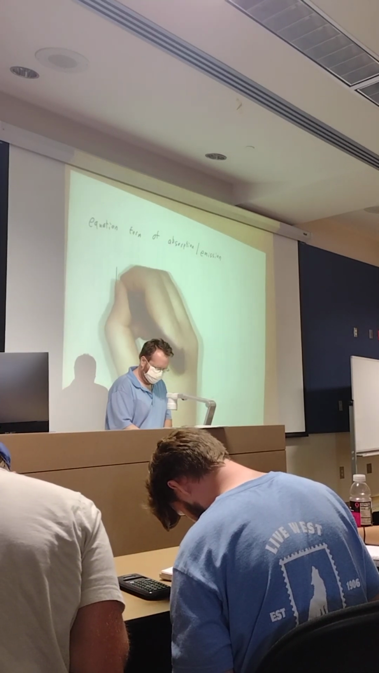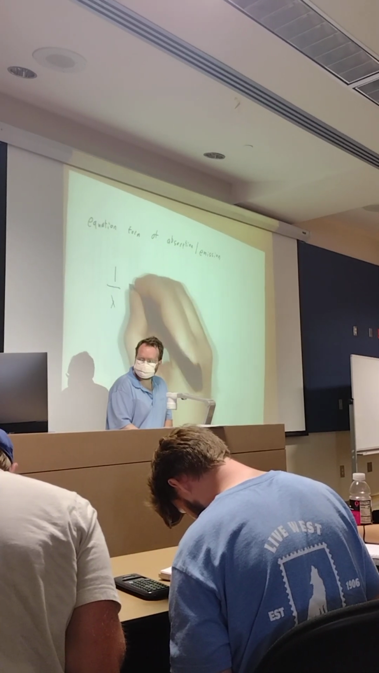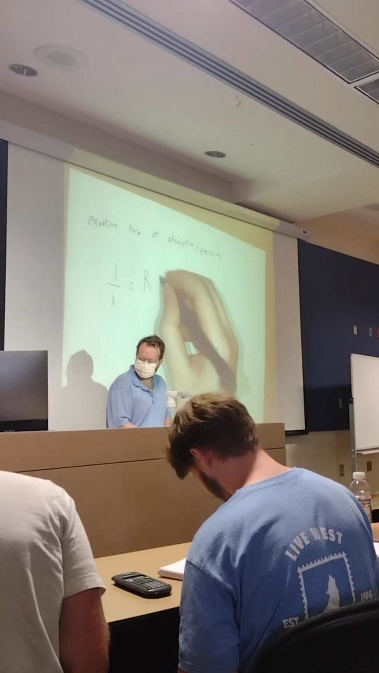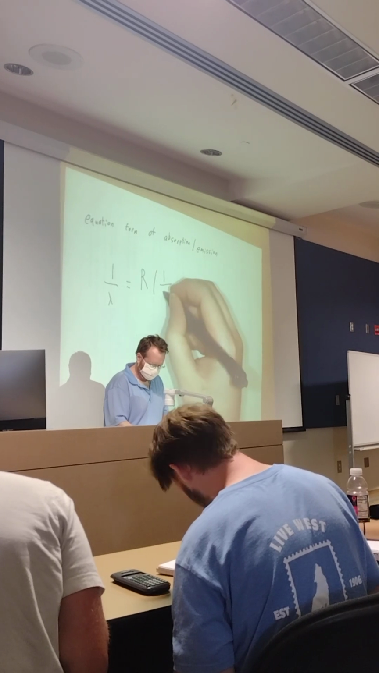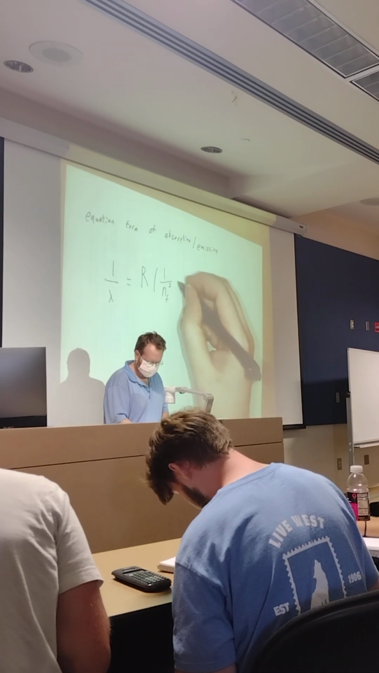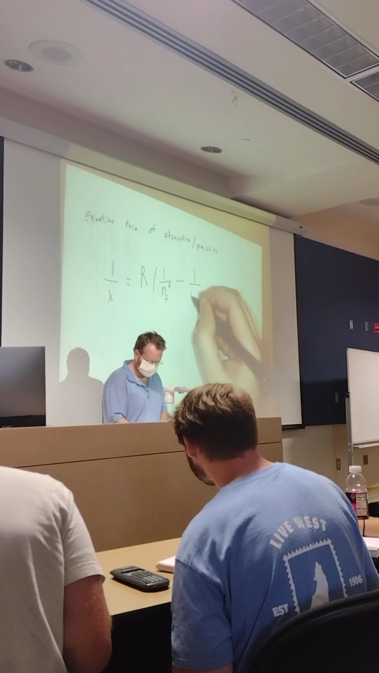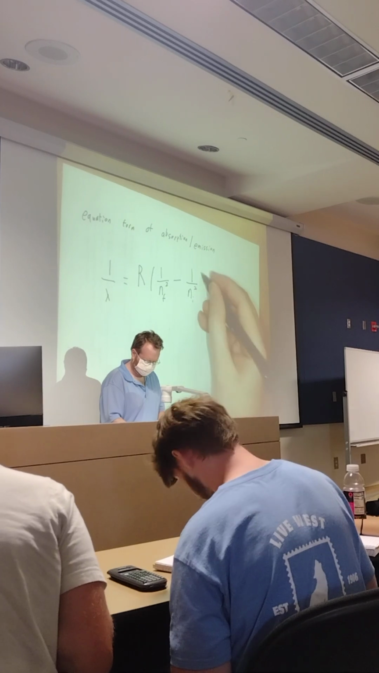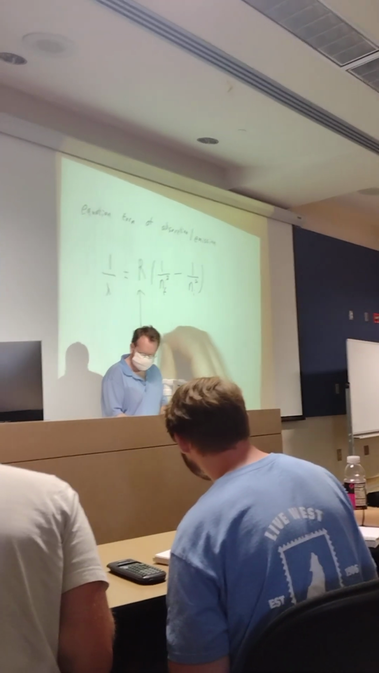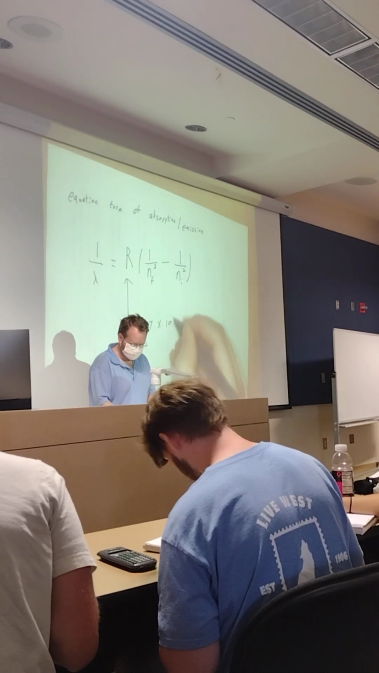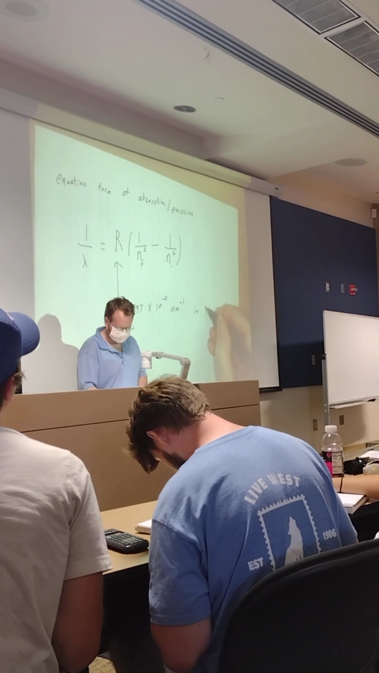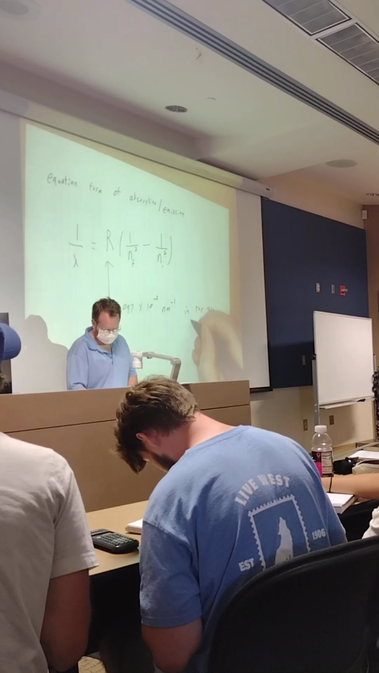So 1 over wavelength equals a constant called R. This is the Rydberg constant, times 1 over the energy level that it gets to in the end, that's nf, squared, minus 1 over the starting n value squared. Note, this R is equal to 1.097 times 10 to the negative 2 inverse nanometers in the case of hydrogen, which is what we're going to work with.